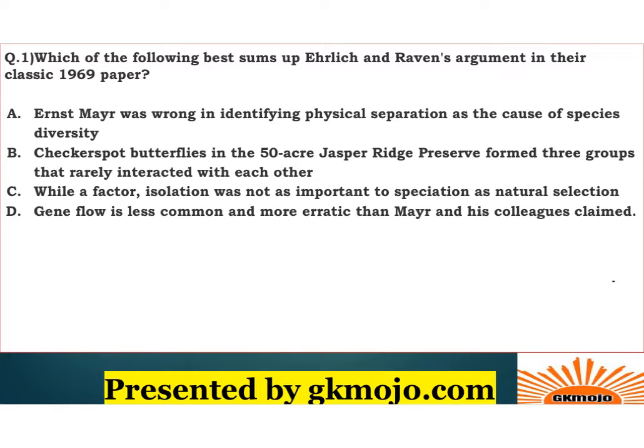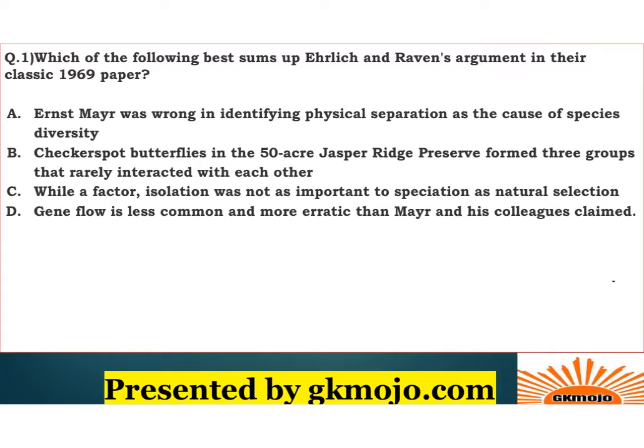But then Ehrlich and Raven did an experiment on butterflies, checkerspot butterflies as mentioned in the passage, and they found out that there were a lot of diverse groups, approximately 3 types, living within a 50-acre land, and it had nothing to do with the population getting separated. They argued that the gene flow was not as predictable and ubiquitous as Mayr and his cohort had maintained. So these were the two opposing ideas that these two people had with respect to each other. This passage is about that. It is based completely upon the biodiversity theories.